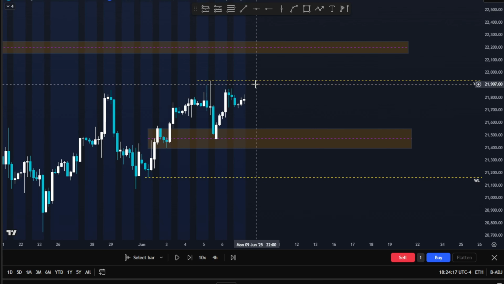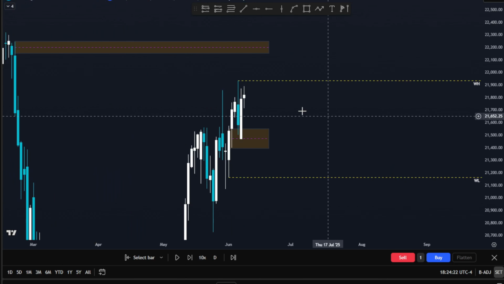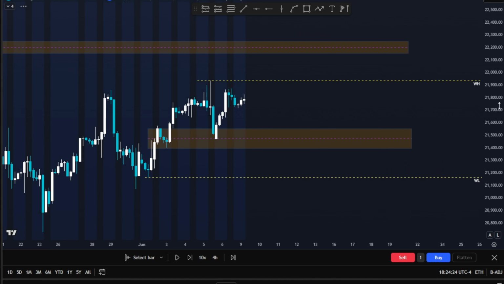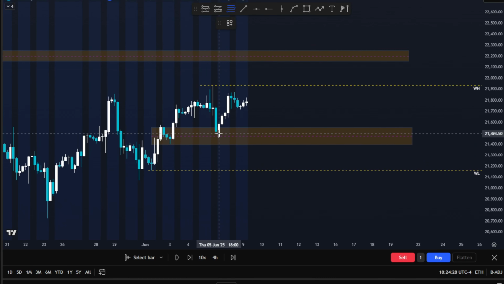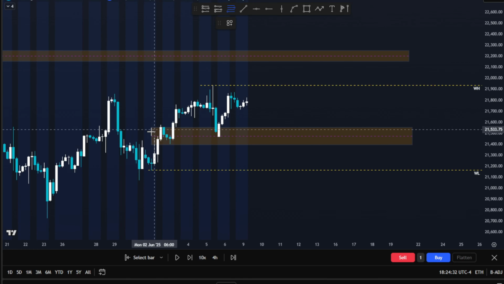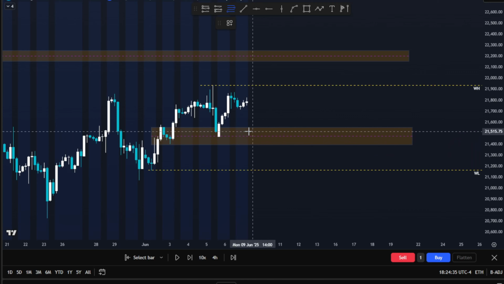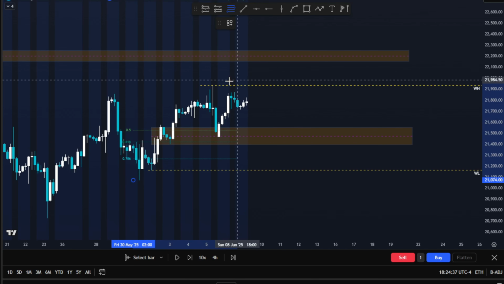Okay, and then diving in, I jump on to 4 hours. I skipped the daily since I didn't see much in the daily. In the 4 hour, this is where I see something that grabbed my attention. This is on Thursday going to Friday. This zone got respected, so leveraging the order block on the 4-hour time frame, I see this getting respected.